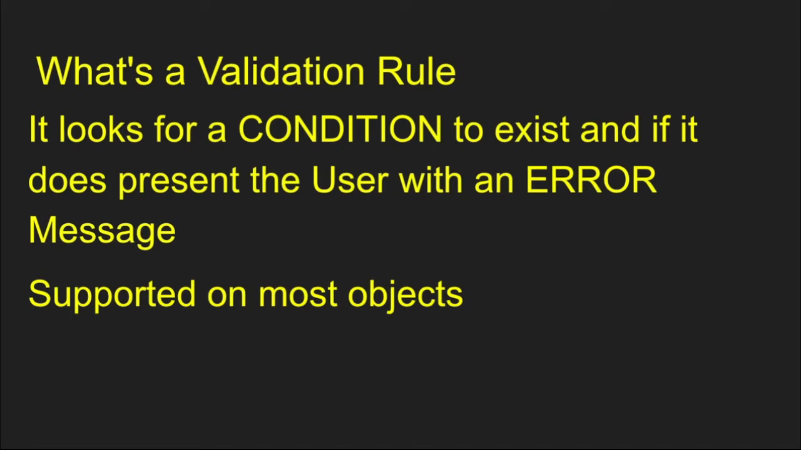So, what is a validation rule? Simply put, it looks for a condition to exist on a record, and if that record has that condition, it's going to present that user with an error message telling them to update something so that they can save the record. Currently, this is supported on just about all objects.